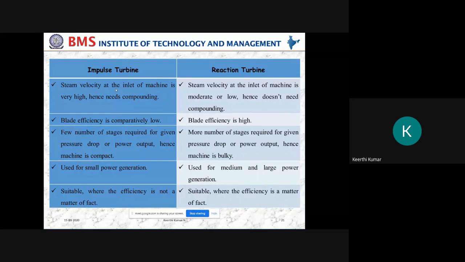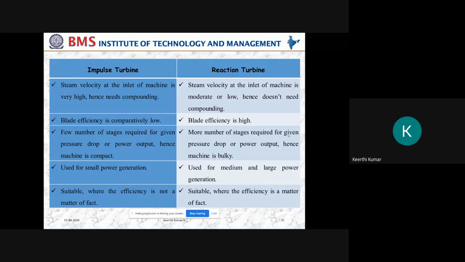In impulse turbine, the energy of the steam is converted into other form only with the help of the nozzle. But here with a fixed blade as well as a rotating blade. Next, here the blade efficiency is comparatively low. Here the blade efficiency is very, very high. If we derive that, you will come to know why the blade efficiency is less here and why it is greater here. Then, a few number of stages are required for a given pressure drop or power output, hence the machine is compact.